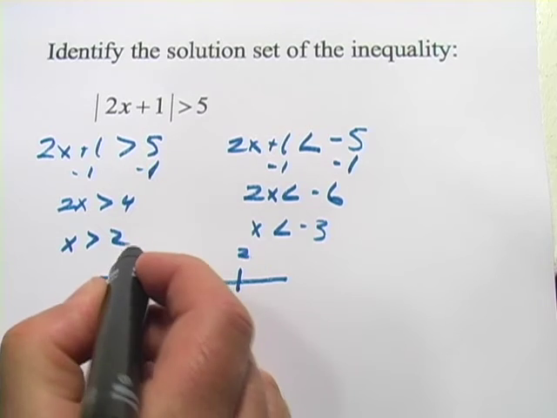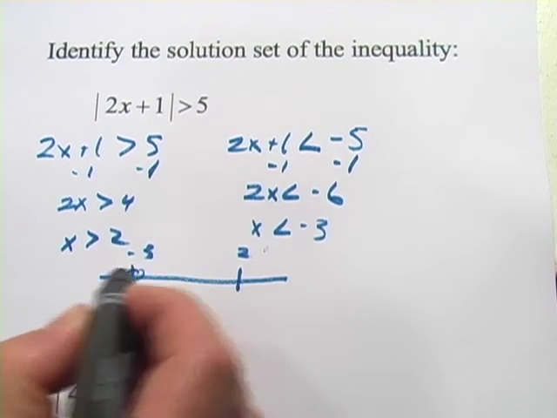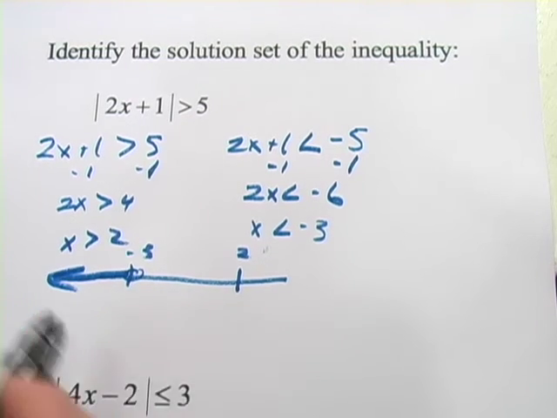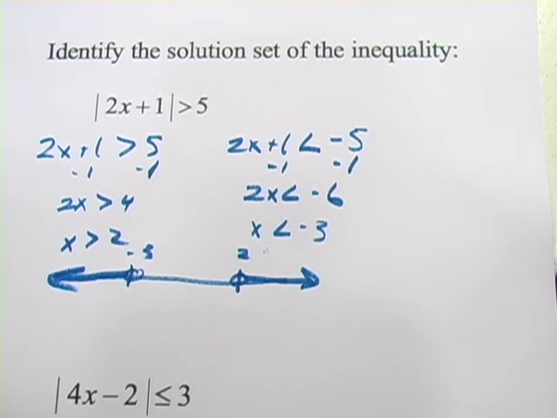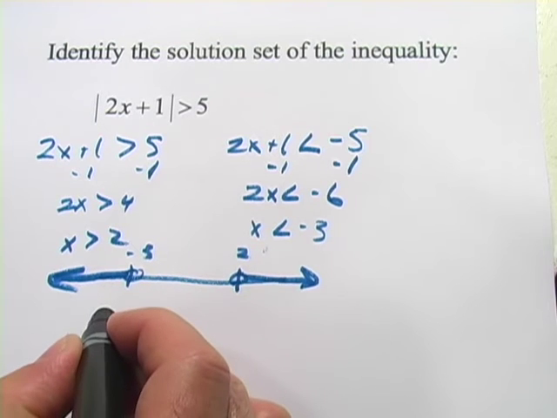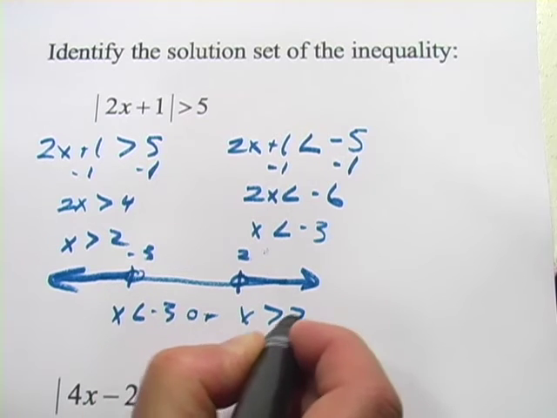So I've got 2 and I've got negative 3, and it says x is less than negative 3, so that would be going that way. And x is greater than 2, that would be going that way. So you can see these don't overlap. So what we have is kind of an or situation. So you could write your answer as x is less than negative 3, or x is greater than 2.